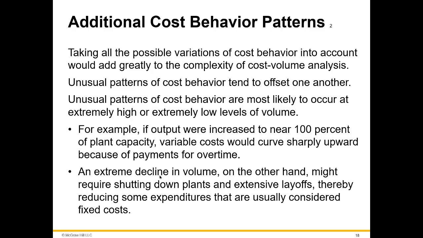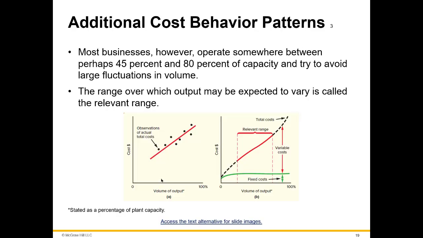Or an extreme decline in volume. Okay, what if we shut down a plant or have an extensive layoff? There's going to be additional charges associated with that. And so we're going to see those. So most businesses operate somewhere between 45 and 80% of capacity, and we typically call this the relevant range.